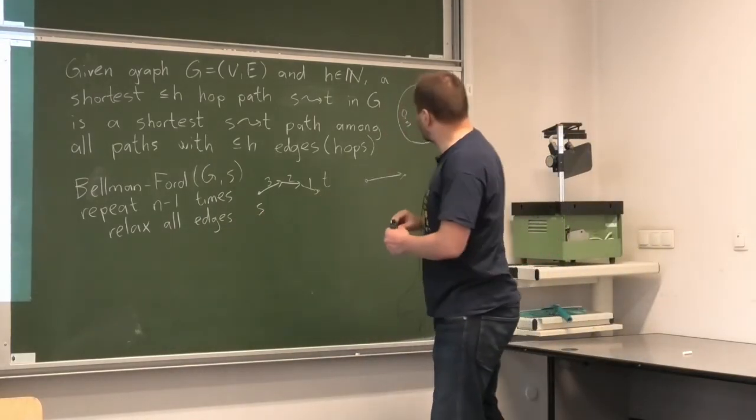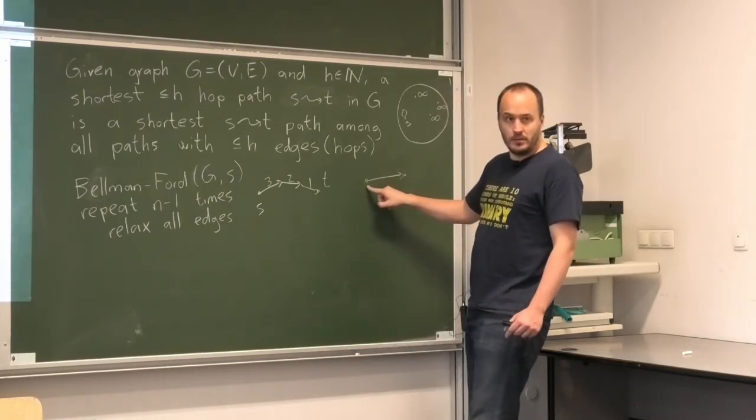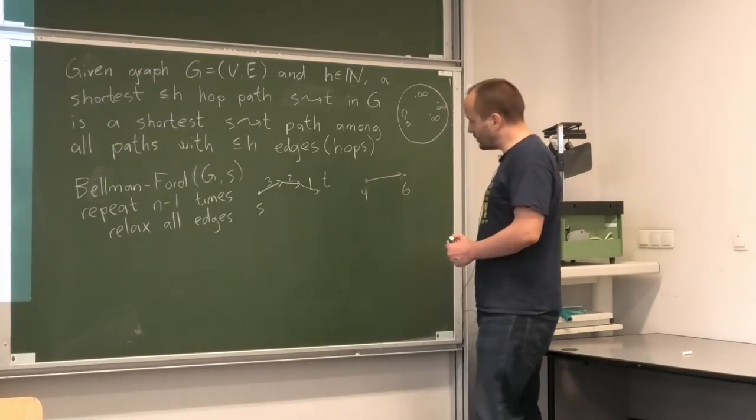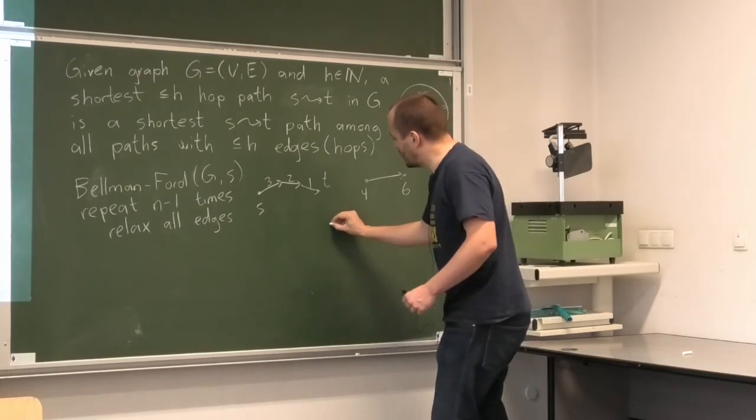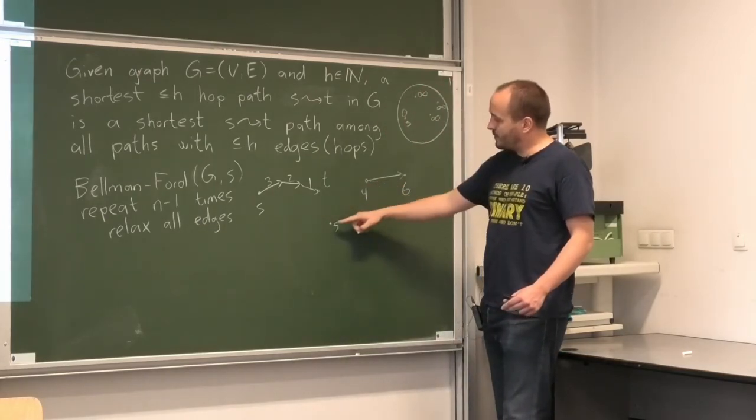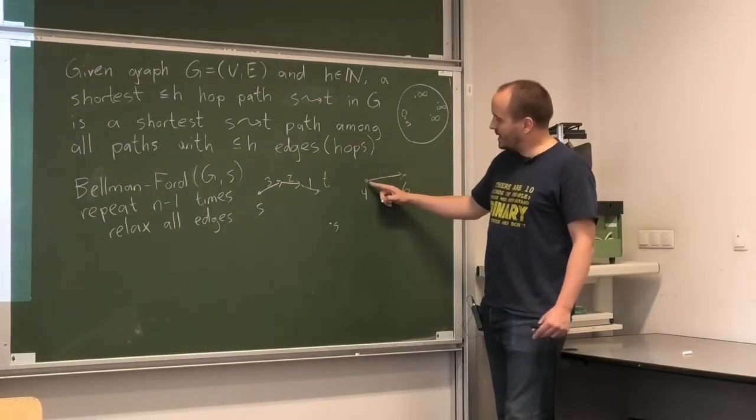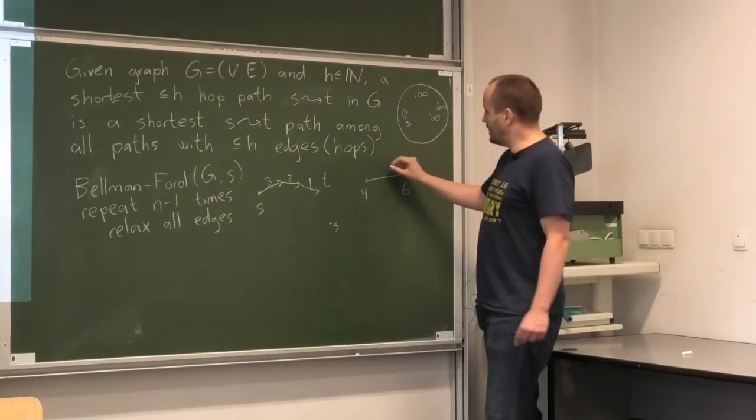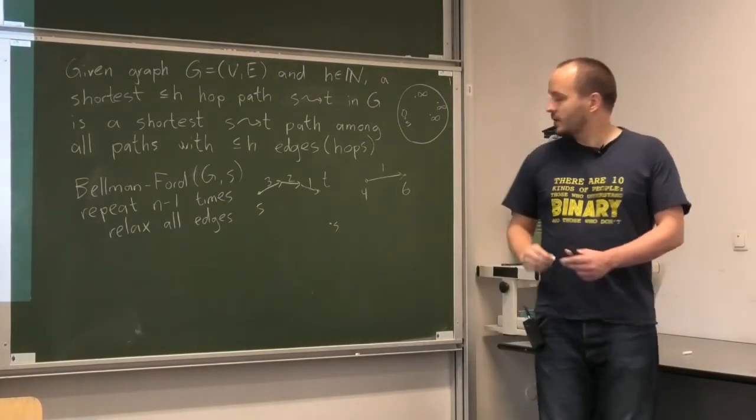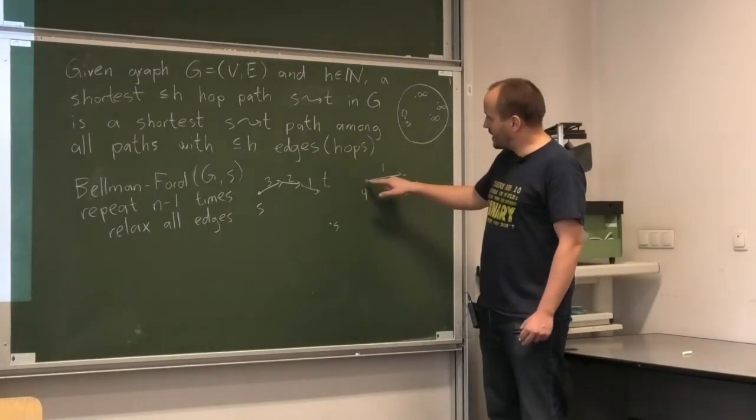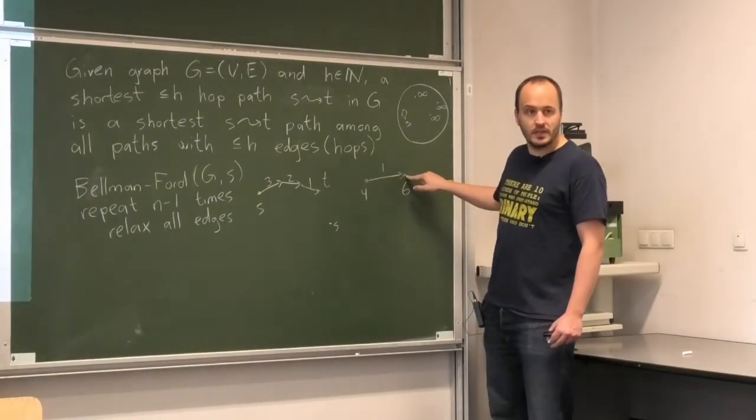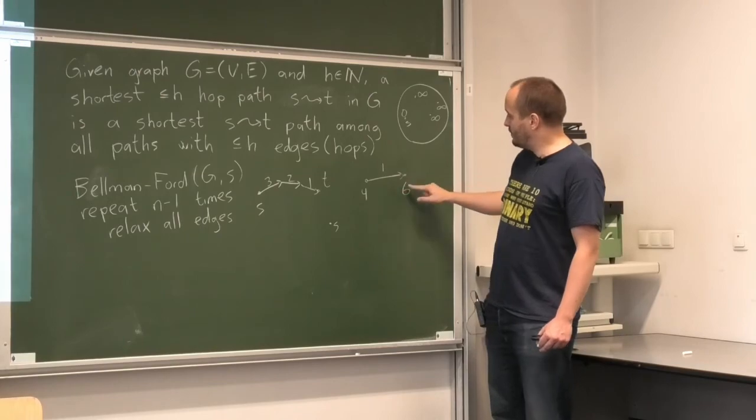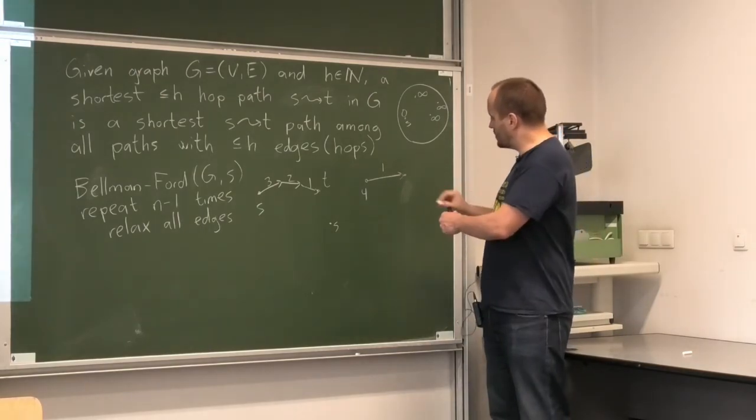And now, when you relax an edge, you have some estimate here. These estimates are changing. Let's say we have 4 here and maybe 6 here. That means that so far, S is down here, the shortest path we have found so far has weight 4 to this vertex and 6 to this one. Okay, let's say that this edge has weight 1. Now if we relax this edge, that means we check, can we get a better path to this vertex through this edge here? Yeah, we see 4 plus 1 is 5, so that's less than 6. So in that case, we would change this to 5.